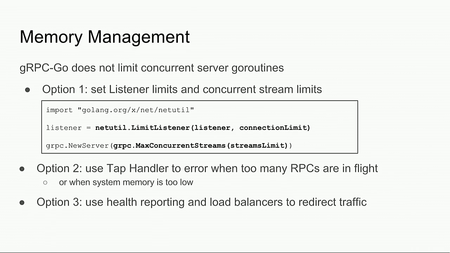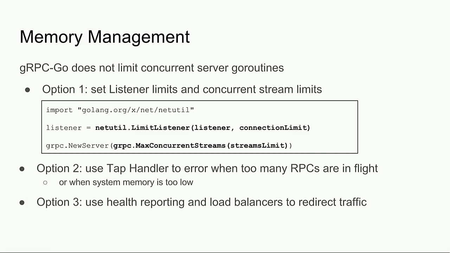Okay, so here's something that's more specific for Go. There are no limits on the number of Go routines that a service can have outstanding at any point in time. Basically, every time a request comes in, gRPC will handle it, and it will fire off a new Go routine in order to have your application serve it. So this can be a problem under heavy load, because with no limits comes no memory. So there's a few ways of mitigating this problem.